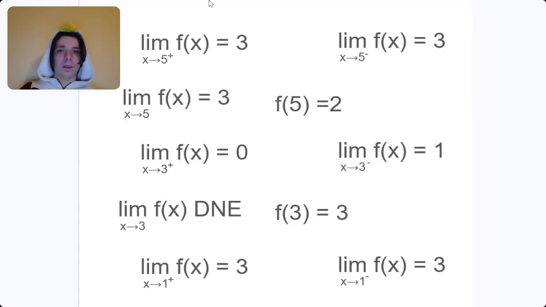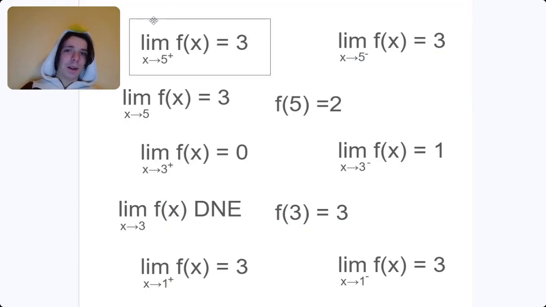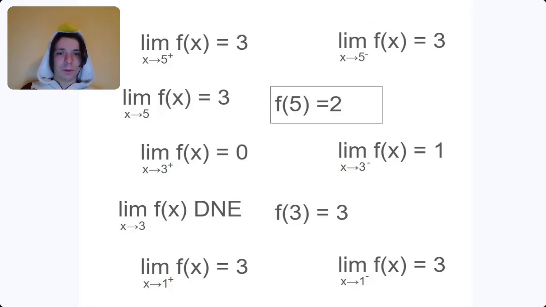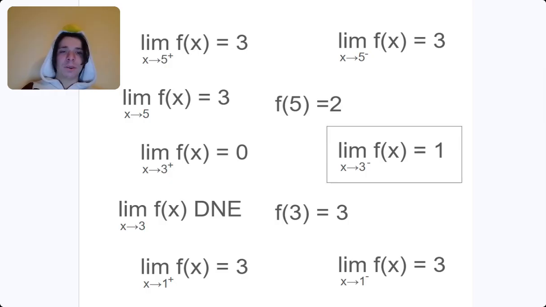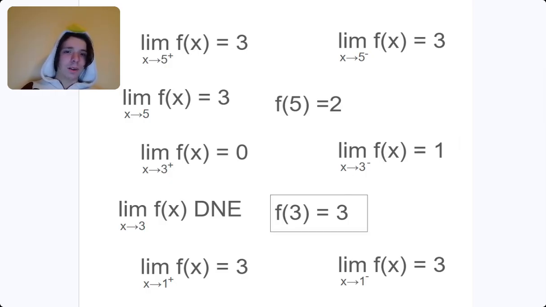This is what it's going to look like in the end. If you write it in limit notation, you see that this one equals 3. The right and the left limits both match. They equal 3, so the whole limit equals 3. But f of 5 is 2. It has a different value. With this one, the limit doesn't exist because from the right, it's approaching 0. From the left, it's approaching 1. F of 3 is defined. It equals 3.